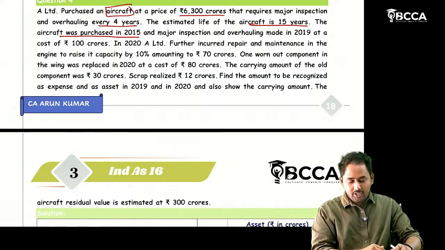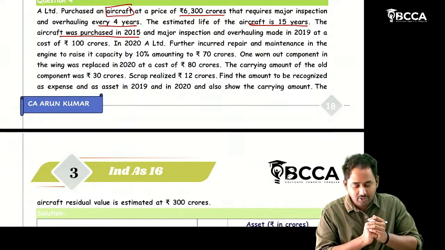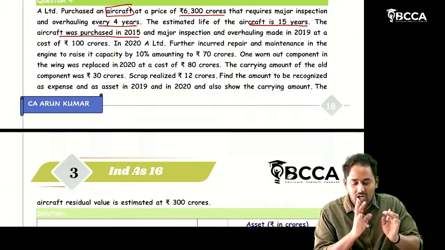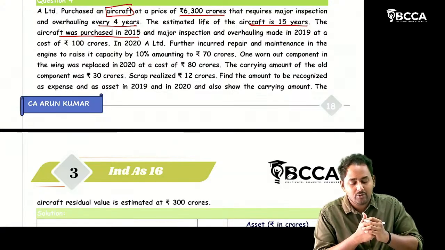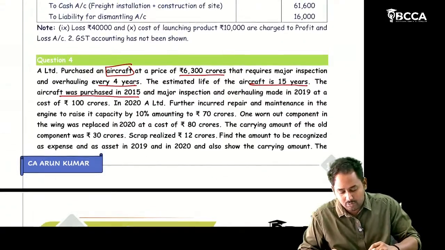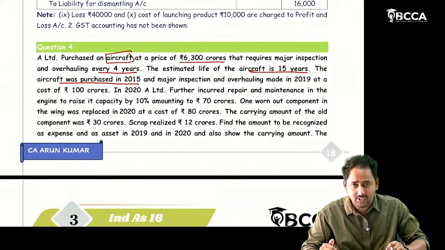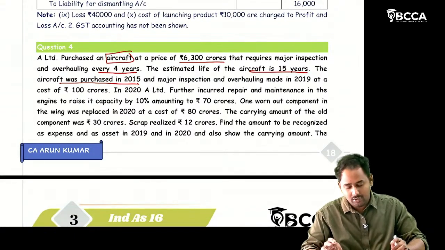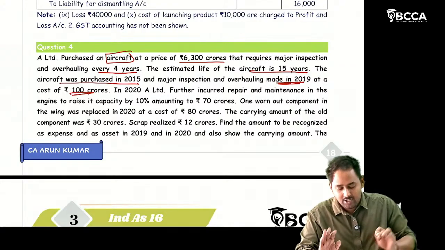So you bought an aircraft in 2015. In 2015, what is the information you have in your hand? My cost of the aircraft is 6,400 crores. After 4 years, I am going to incur some overhauling expenses. But do you know how much overhauling expense you are going to incur in future? You don't know. That point should be noted down. You don't know how much inspection expense is going to be incurred in the future. But in 2019, the expense incurred is 100 crores.